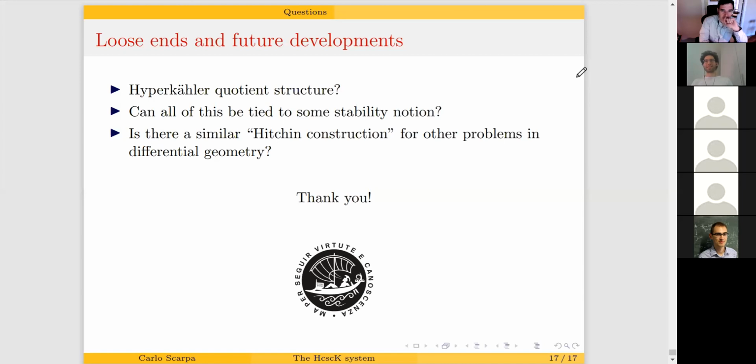I haven't really given much thought to them, mostly because there are huge technical difficulties in investigating the moduli space of solutions of the equations. So the biggest problem, this is what you mean in the first question? What do you mean by hyperkähler quotient structure? This is what I meant, sorry.